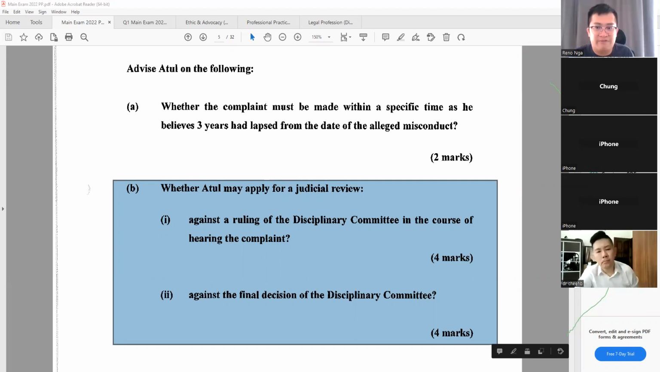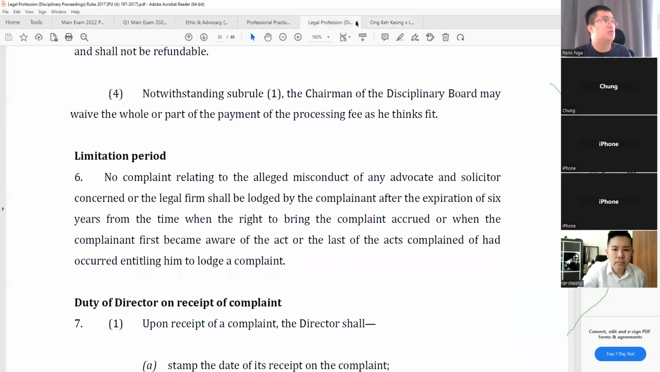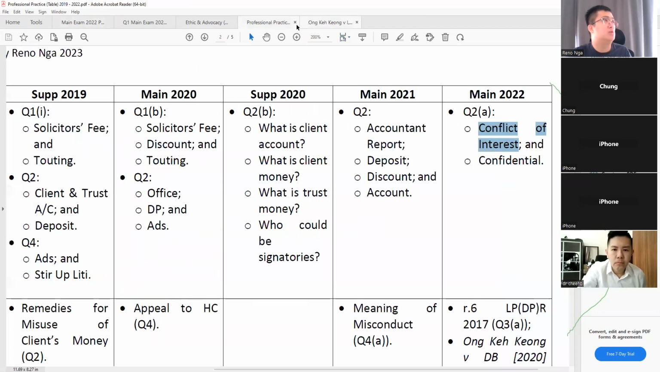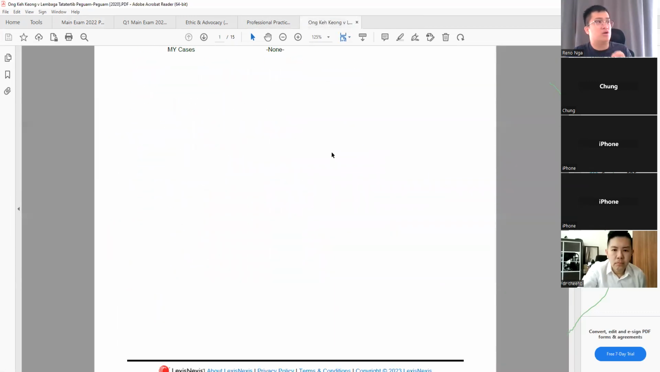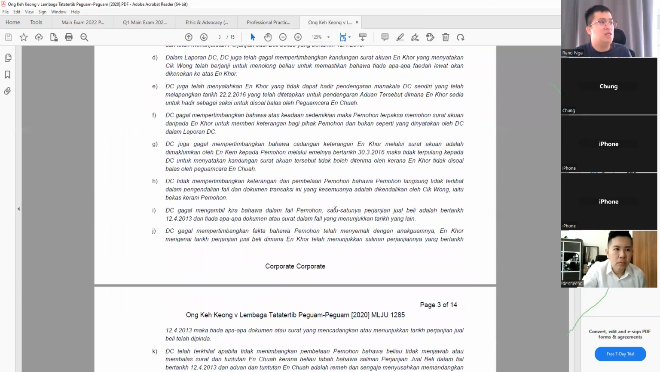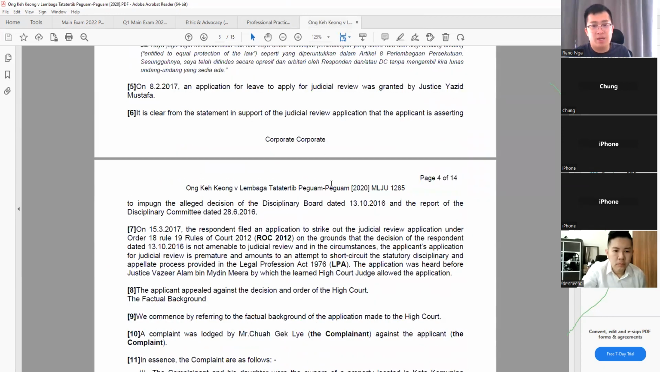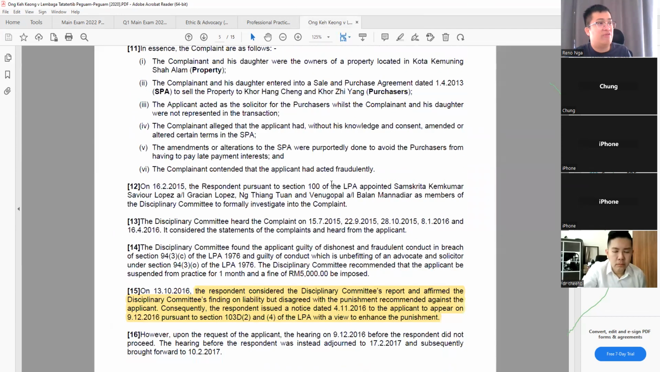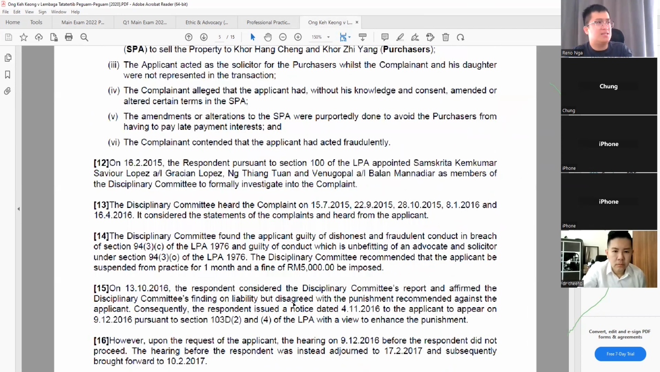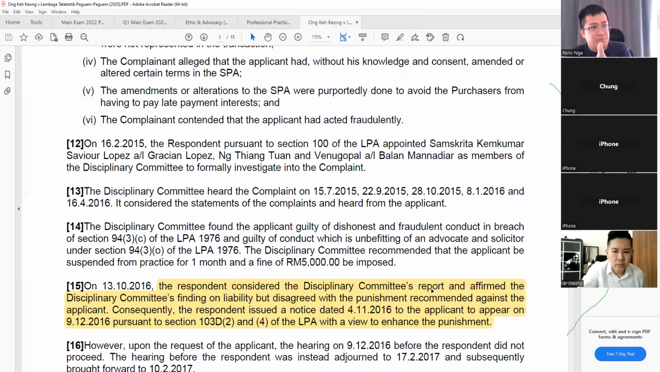So the case I found is this Ong Keng Yong. Let me close this one. This one. Closer. Never mind. Okay, so according to this Ong Keng Yong, he basically also wanted to file a judicial review. But unlike in our facts, basically in this case, DC made a report and affirmed the DC finding on liability. So like I say, DC is not the boss. DC is just a panel to make investigation. So DC made a report to say there is a liability on this Ong Keng Yong.